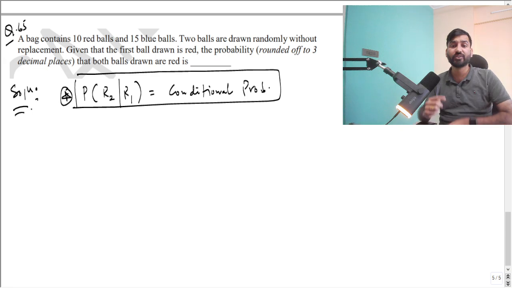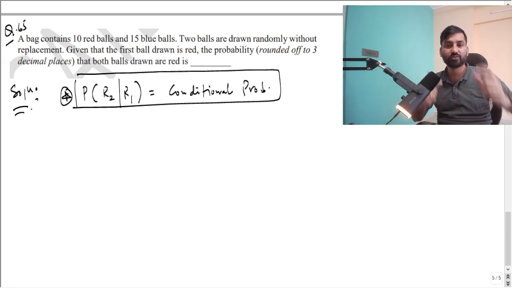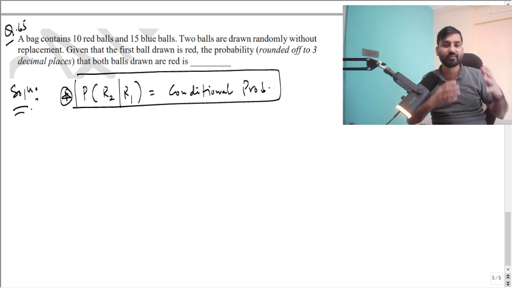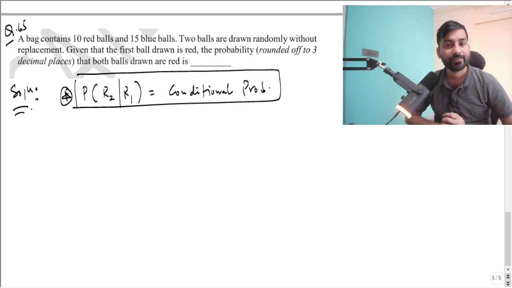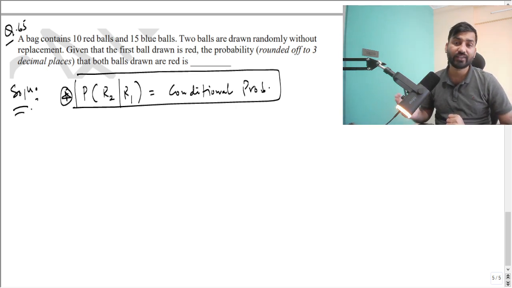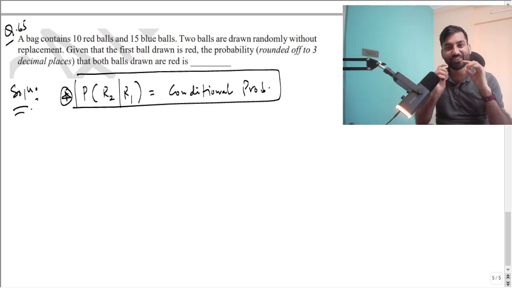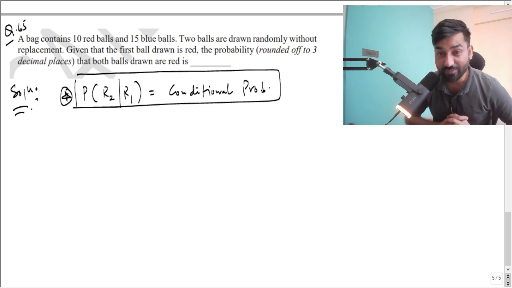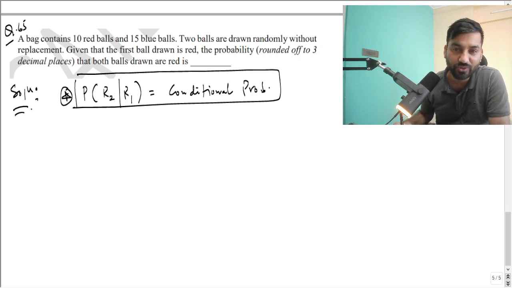Understand? They are not asking you to find the probability of both R1 and R2, right? So you might answer the probability of both R1 and R2 happening, one at a time. So you know that Dheeraj sir always uses a tree diagram as a weapon to solve this kind of question. I'm just going to show you how you can use a tree diagram, right?